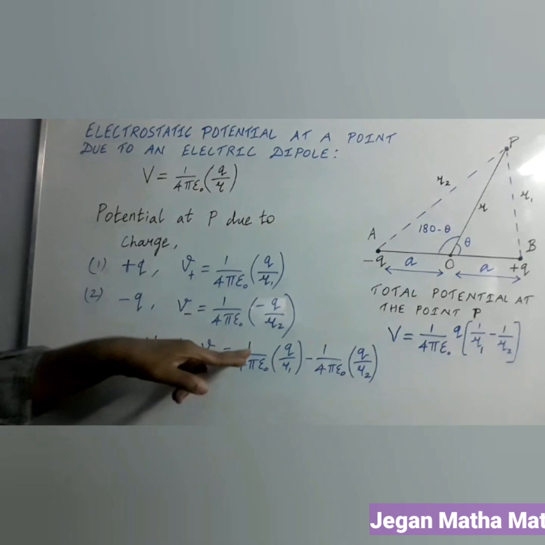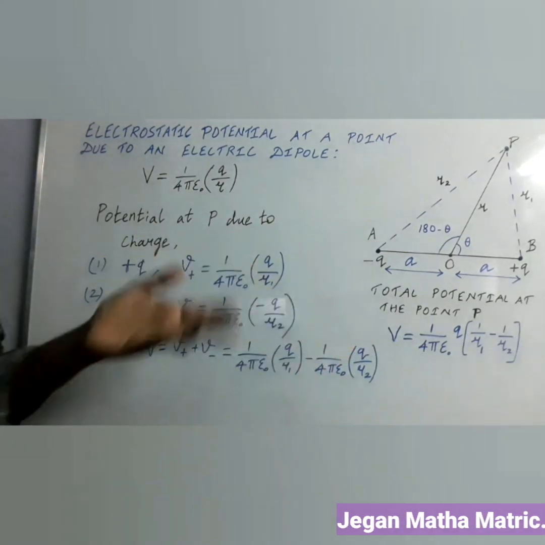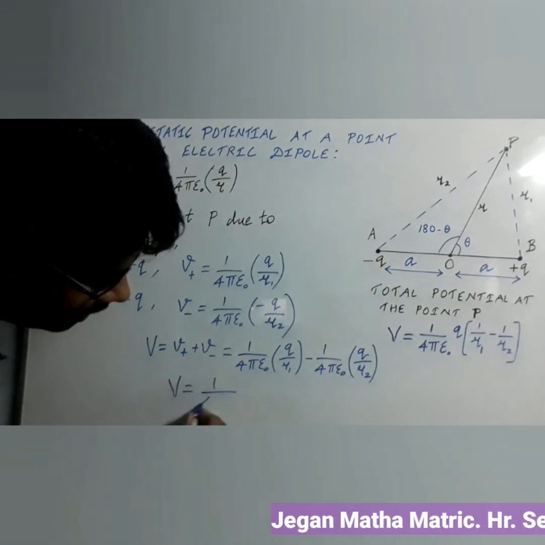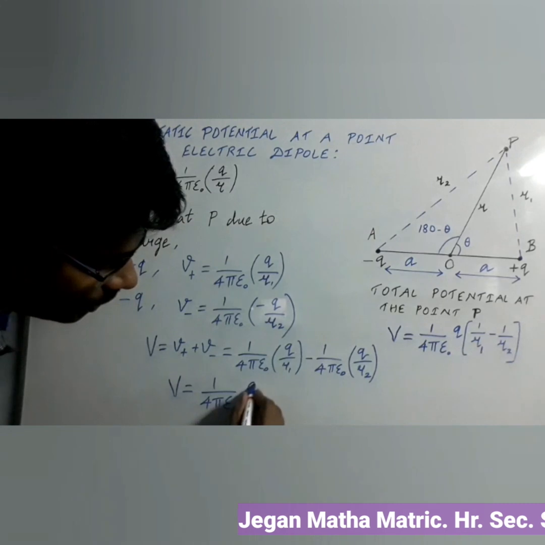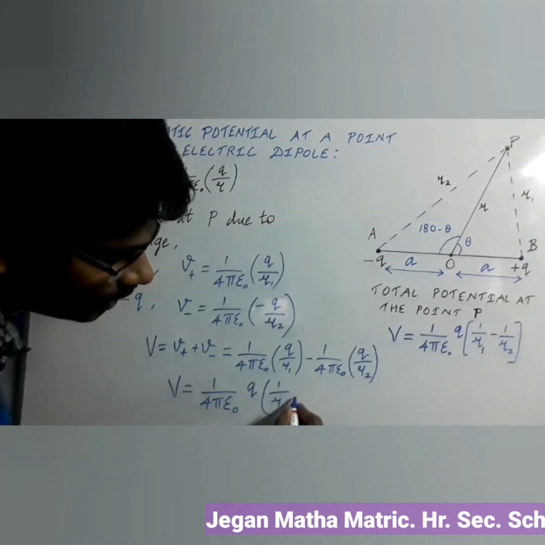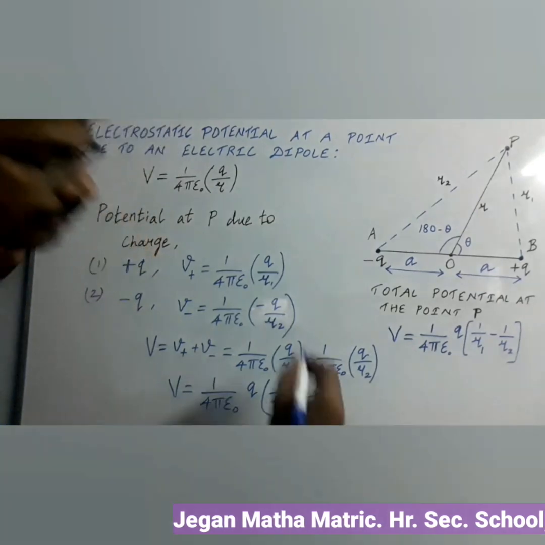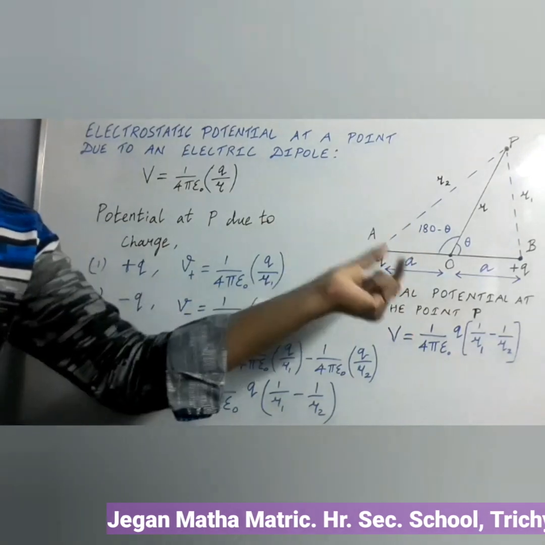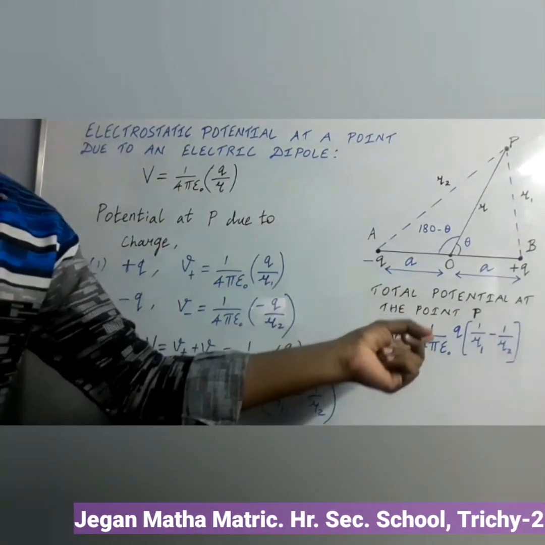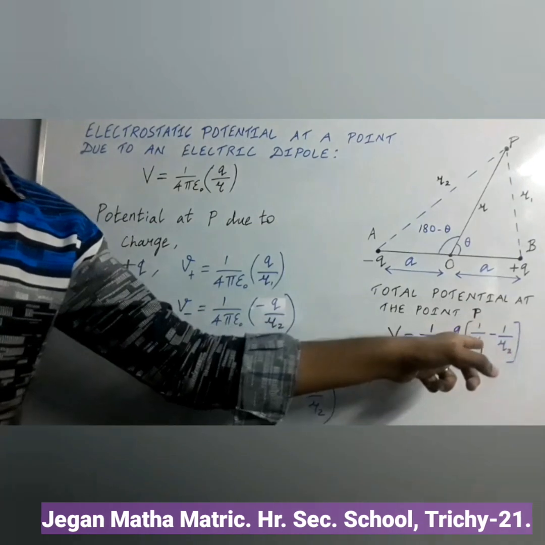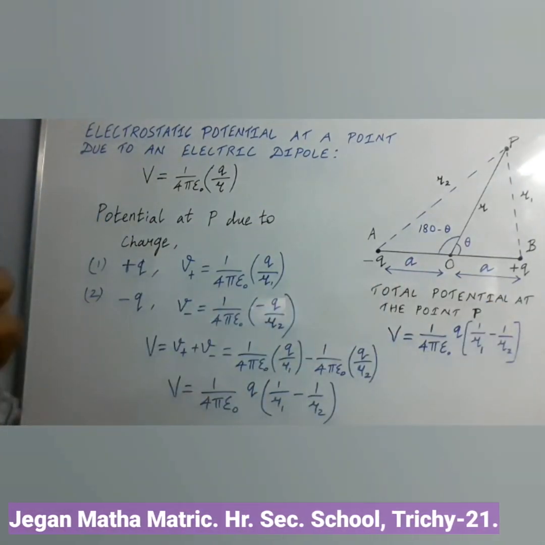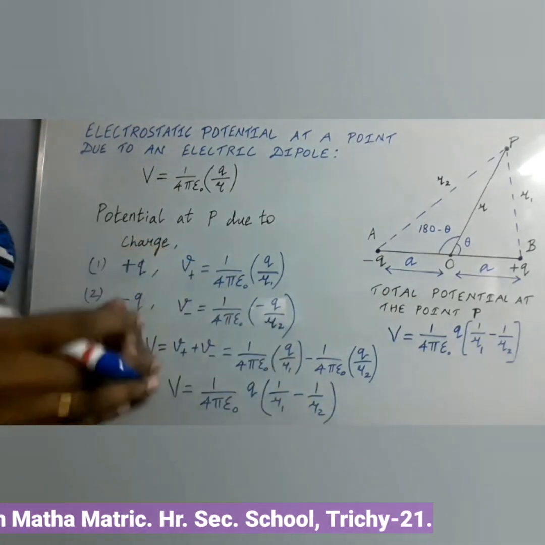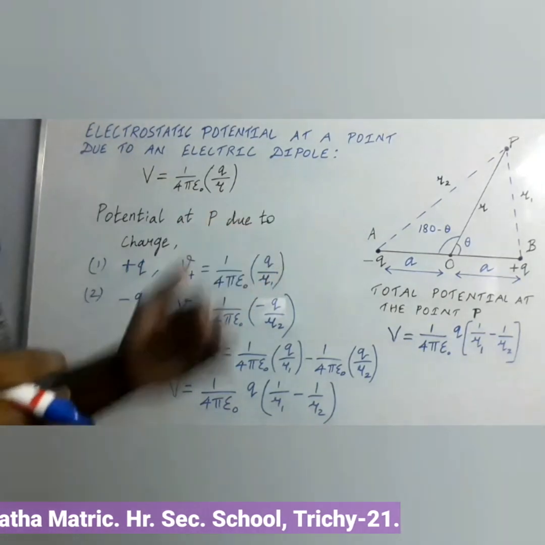Here 1 by 4 pi epsilon naught is a common thing, and the charge Q is also a common thing that can be taken outside. So the total potential at point P is equal to 1 by 4 pi epsilon naught Q within a bracket 1 by R1 minus 1 by R2. I have written the total electrostatic potential V equal to 1 by 4 pi epsilon naught Q within a bracket 1 by R1 minus 1 by R2. If we want to find the total electric potential, we need the values of R1 and R2. That is nothing but the distance between the charges and the point P.